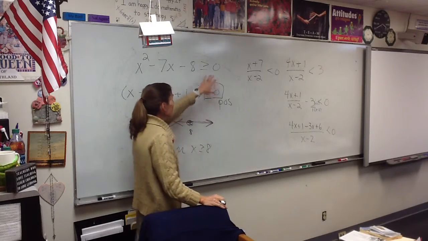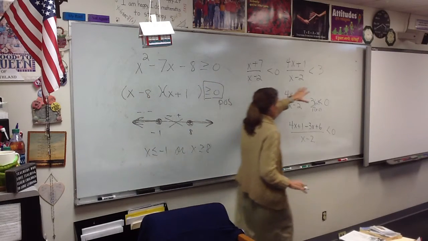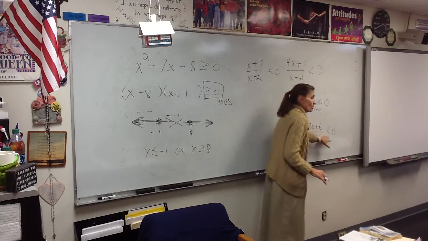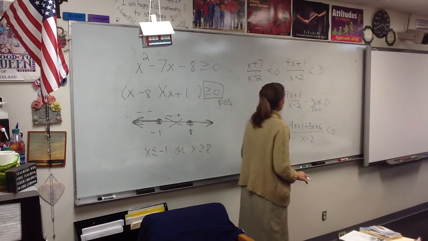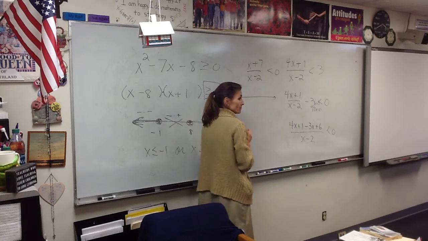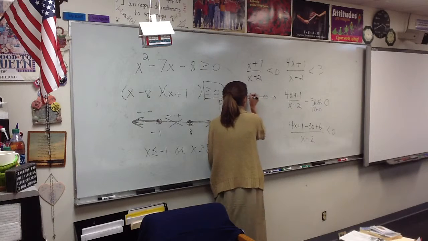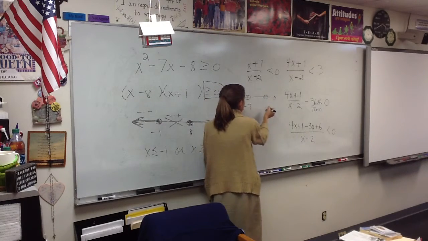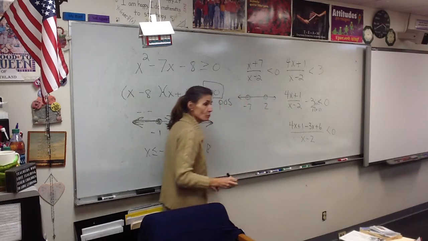Remember, your inequalities have to have a 0. So that's why I did all this work. I can't have a 3 here. I have to have a 0 there. Now I'm ready to go to my number line, right? 2 dots on the number line. Where will those dots be? -7 and 2.